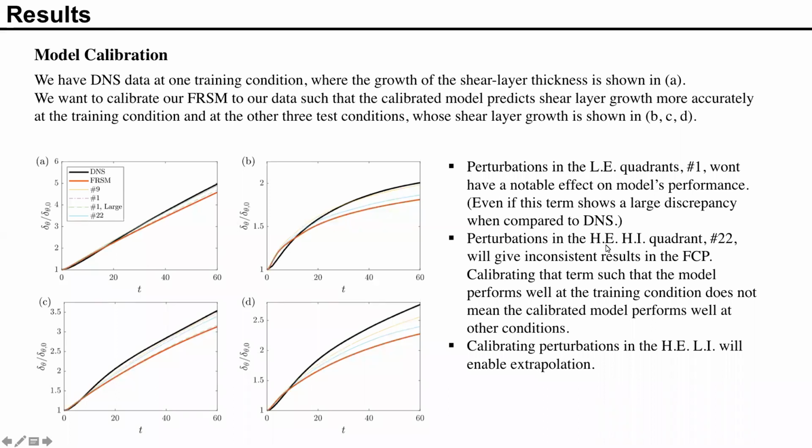Now, if we perturb something in the high effectiveness and high inconsistency quadrant, which is perturbation number 2, we see that it will give us inconsistent results in the flow controlling parameter space, right? As you can see here, so this is effective. So perturbation 2 is effective, so we can actually calibrate it such that we match as close as possible to data at the calibration condition. However, this line does not give us consistent results. Like at this condition, it doesn't improve much, but at this condition, it improves a lot. And at this condition, it doesn't improve much, right? So this is very inconsistent.